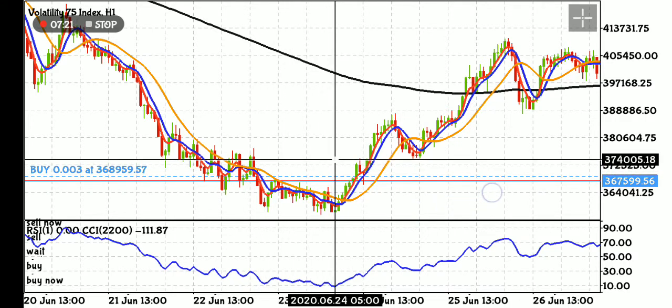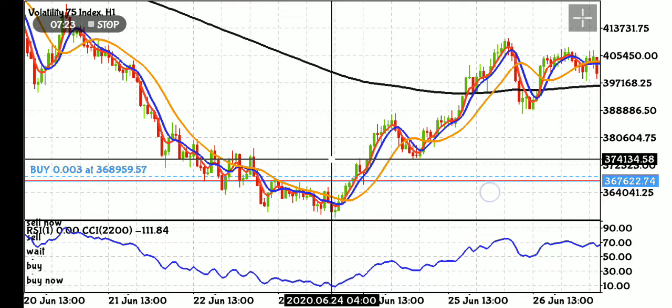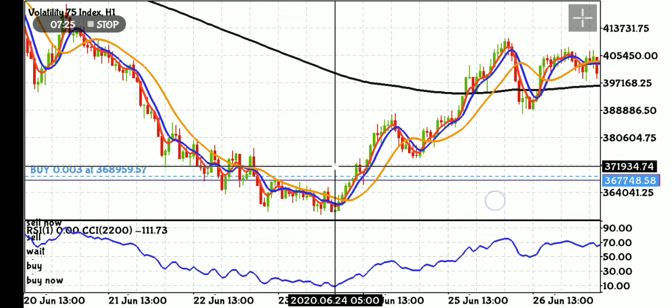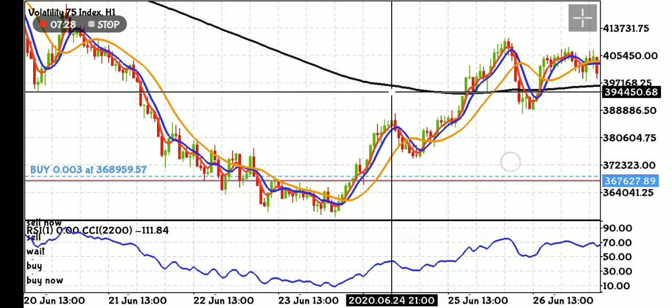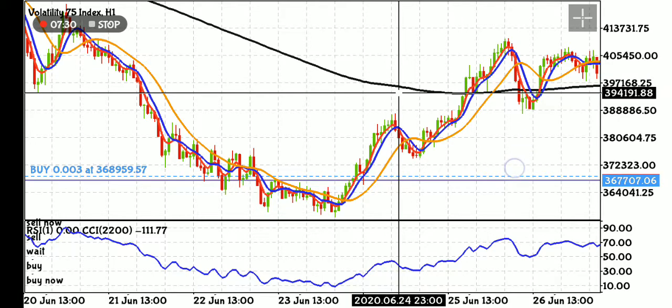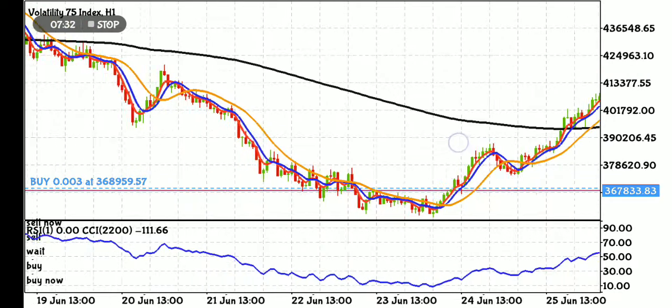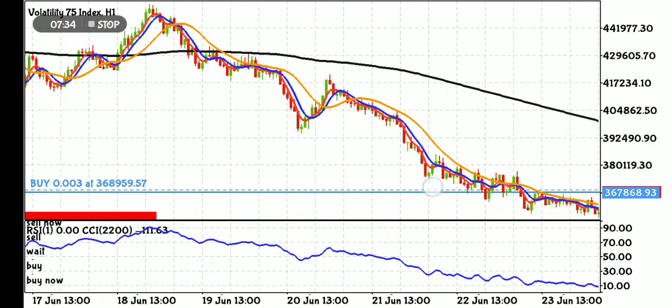You can see a similar thing happen here. It touched here, then it rolled up to the 200 EMA, which is our profit. Let's look at another scenario.